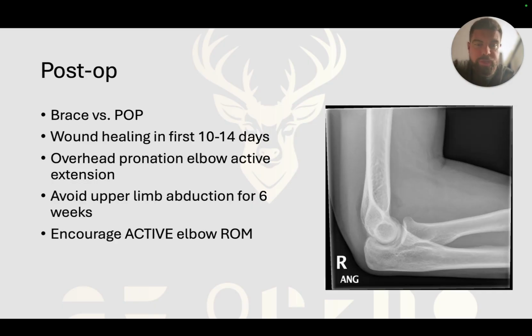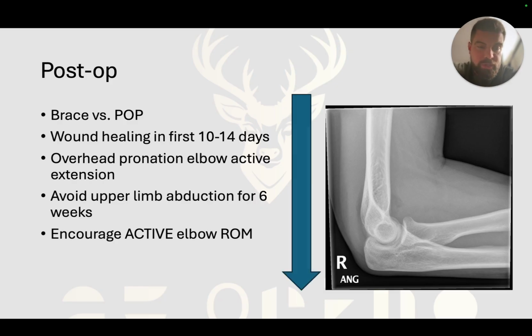Post-op, bracing versus POP. A lot of people will say bracing them is perfectly appropriate. Some people will say they want a POP for the wound healing for the first 10 to 14 days. Overhead pronation, elbow active extension. So if we go back to that paper that I showed you in one of the other videos where we talk about active range of movement is better than passive and pronated forearm is better than supinated forearm. You avoid the upper limb abduction for 6 weeks for the LUCL. That then allows you to work on this in a range of movement basis, whilst also not insulting any of the things that you have stabilized as it is.